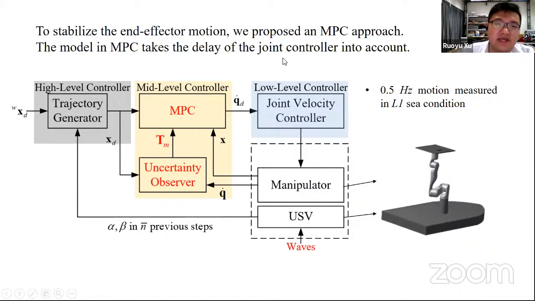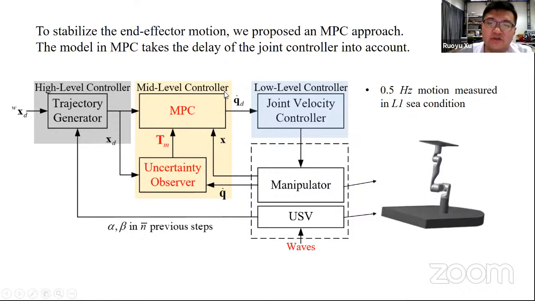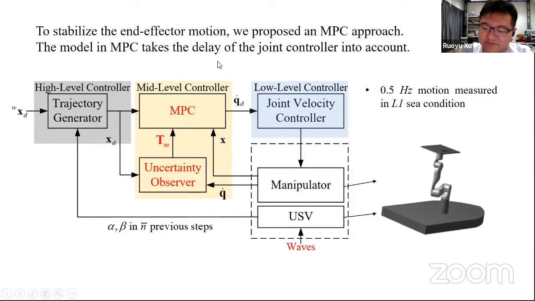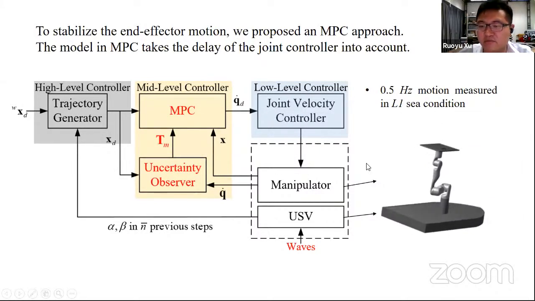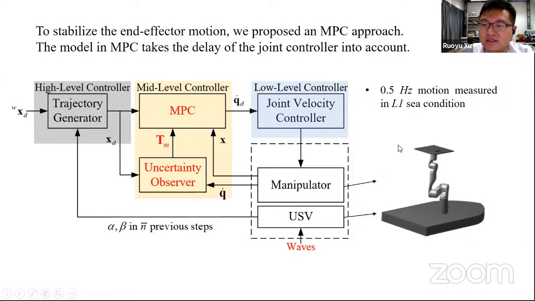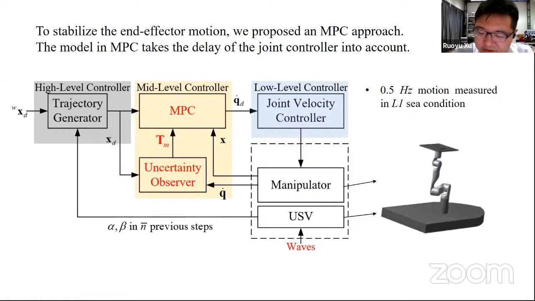The model in MPC takes the delay of each joint controller into account, and the parameters in the MPC are updated in real time by an uncertainty observer. The MPC will feed the velocity command to the low-level joint velocity controller in the blue box. And on the right side is the simulated USV motion based on the collected data from a level 1C condition.